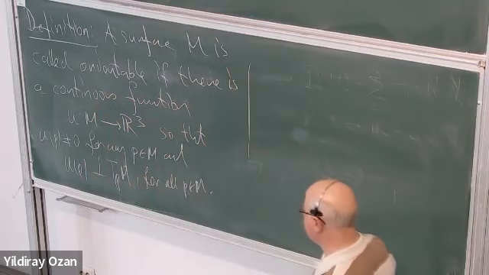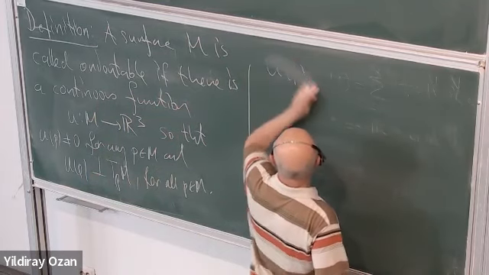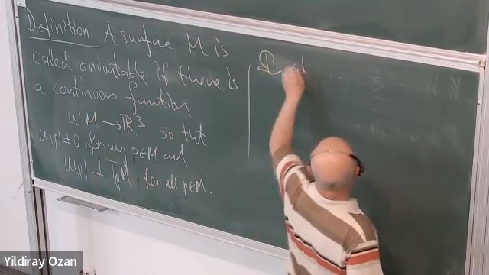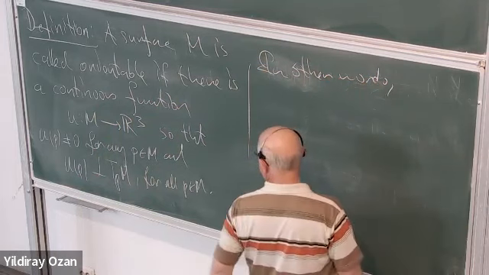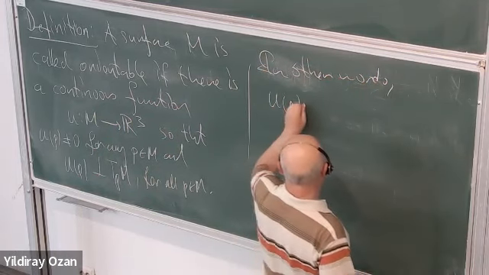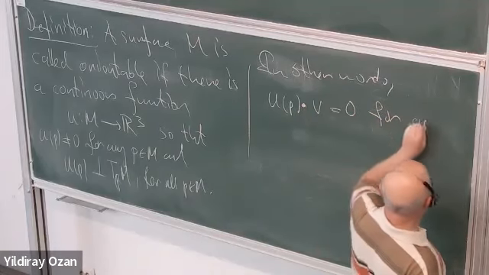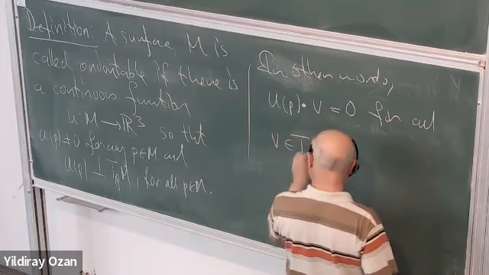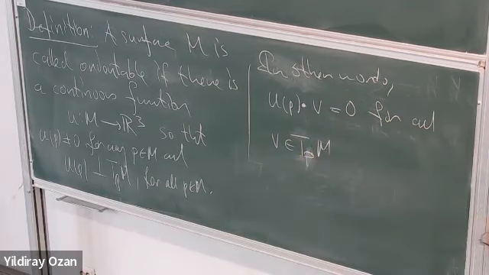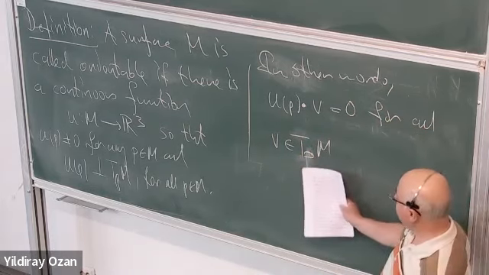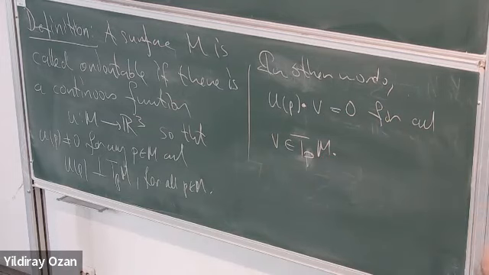Well, perpendicular to the tangent plane means, of course, this, right? In other words, UP times V is equal to 0 for all V in TPM, right? Perpendicular to a plane means it is perpendicular to all the vectors in that plane. Okay.